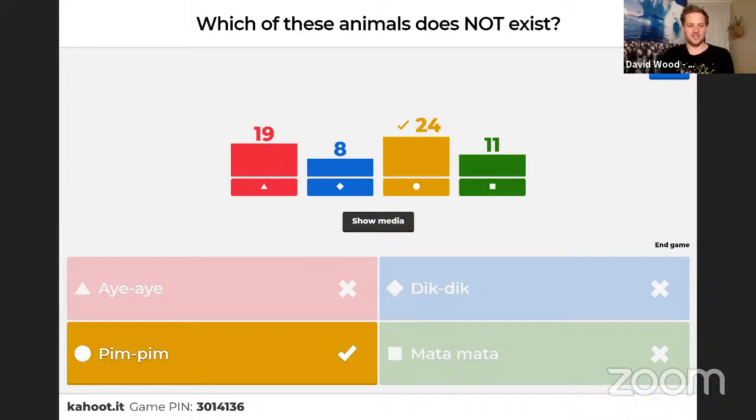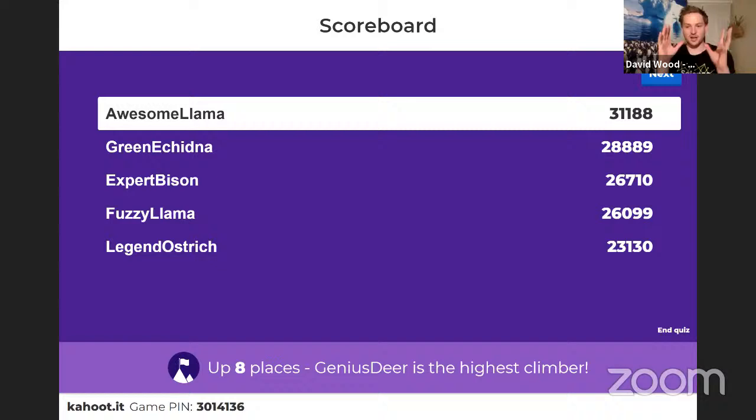It was the yellow option, a Pim-Pim. Mata-Mata is obviously very interesting looking turtles. Aye-ayes are a kind of species of small monkeys with giant eyes and a long finger. Pim-Pim was the correct answer because it doesn't exist. We made it up. Okay, next question.